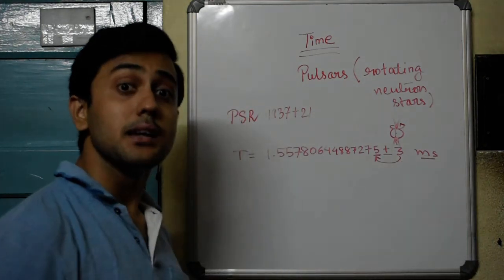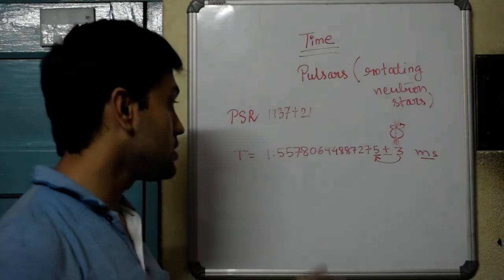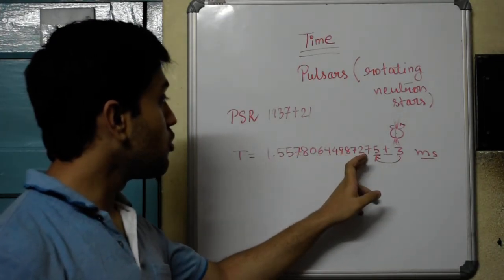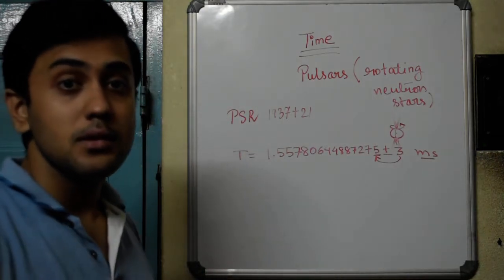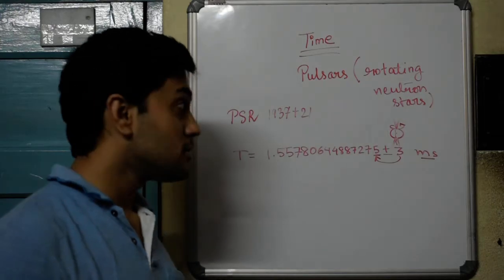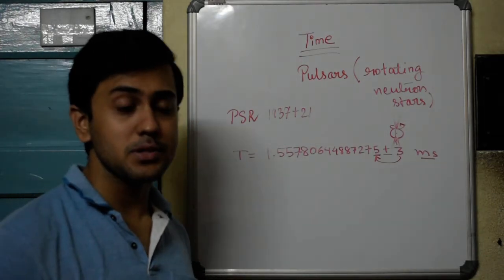Milliseconds. That's how precise these pulsars are. Just look at the number of decimal places: 3, 6, 9, 12, 14. So you know the time period of this pulsar up to 14 decimal places. So they are the excellent timekeepers of the universe.